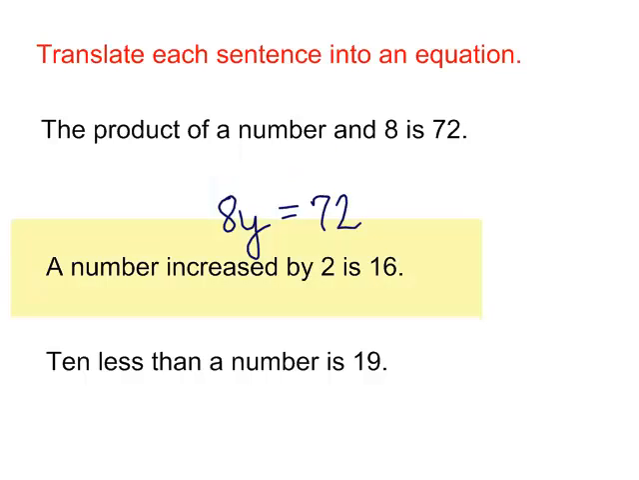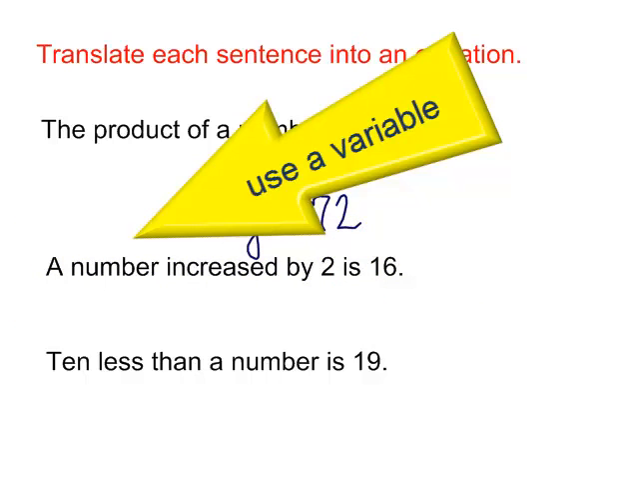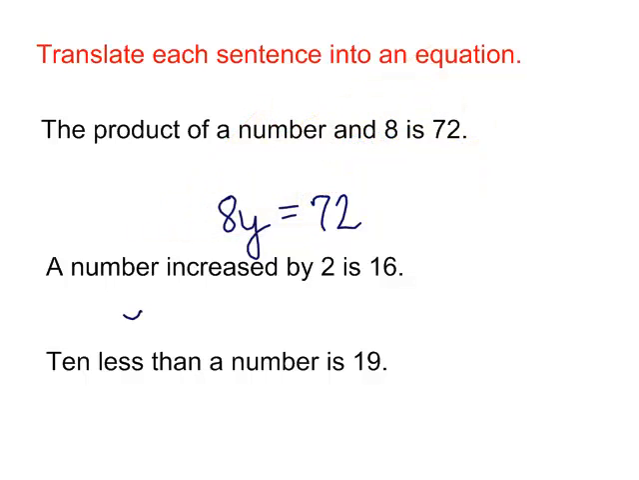A number increased by 2 is 16. There's the word is. A number. Once again, we need to use a variable for that number. We could use n. So a number increased means I'm going to add. I'm going to make it bigger. A number increased by 2 is 16.